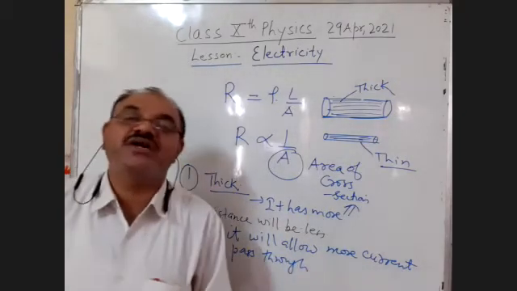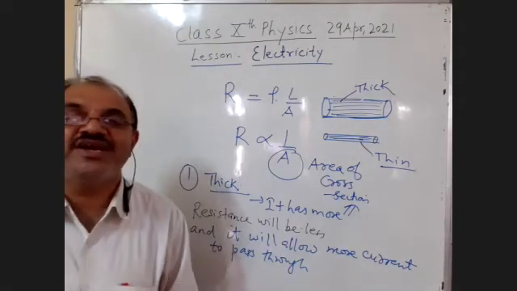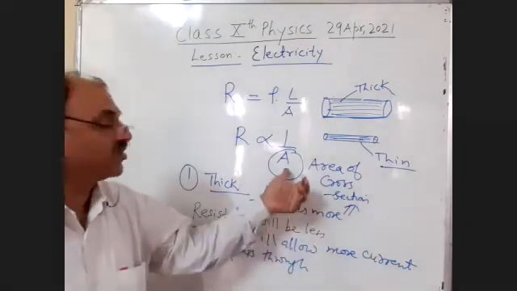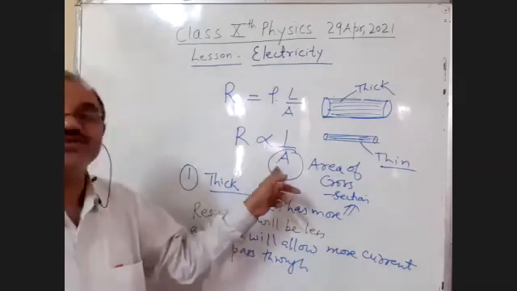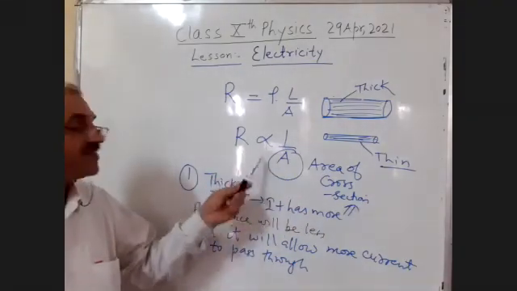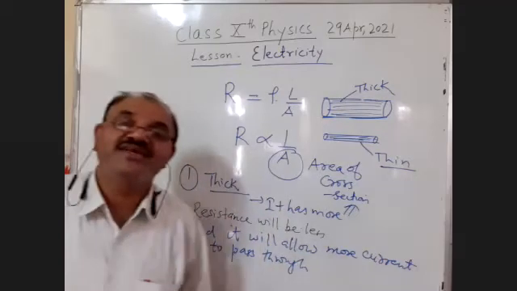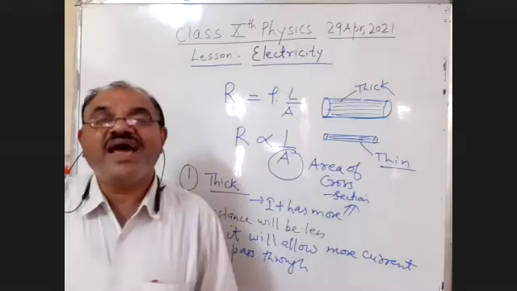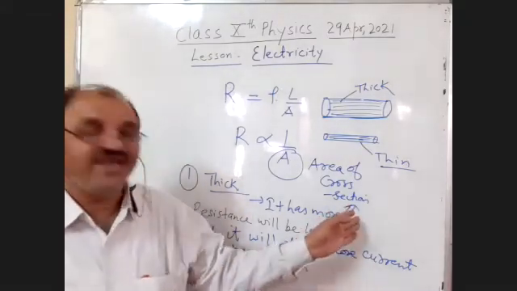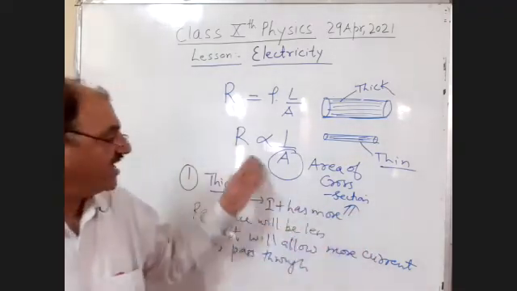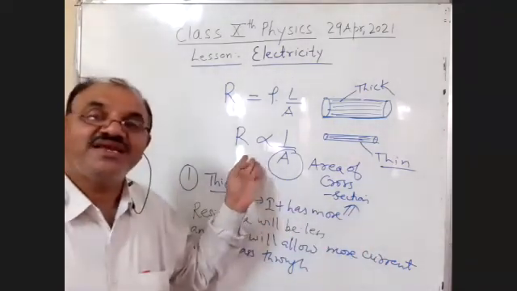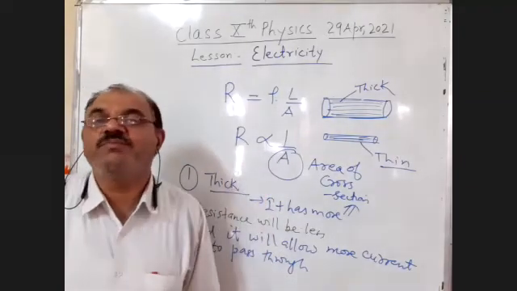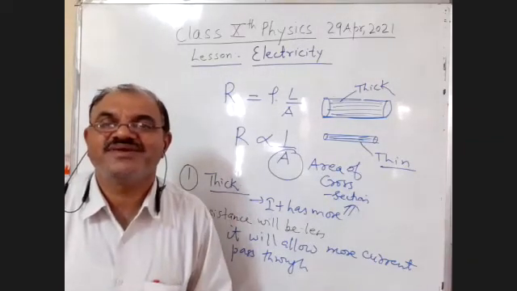Hence, what we have concluded: the wire is thick, the area of cross section is more, the resistance is less, then the current is more. So the wire which has a more area of cross section has less resistance, and simultaneously, since the resistance is less, it will allow more current to flow through it. Is it clear, students?